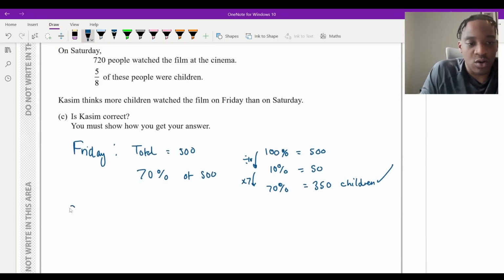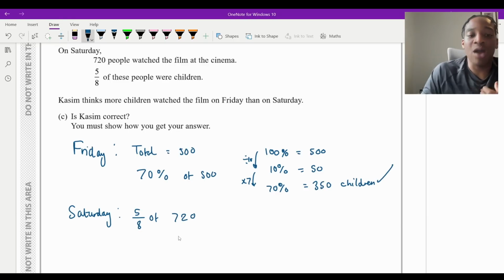So what do we know about Saturday? Well, there were 720 people in total on Saturday, right? And 5/8 of these people were children. So what we need to work out is just 5/8 of 720 because that's the amount of children that were in the cinema. Now, this is a non-calculator paper, so what I would do is work out what 1/8 of 720 is. And then once I work that out, I just times it by 5. And that will give us 5/8. Now, how do we work out 1/8 of 720? Well, that's just the same as doing 720 divided by 8.